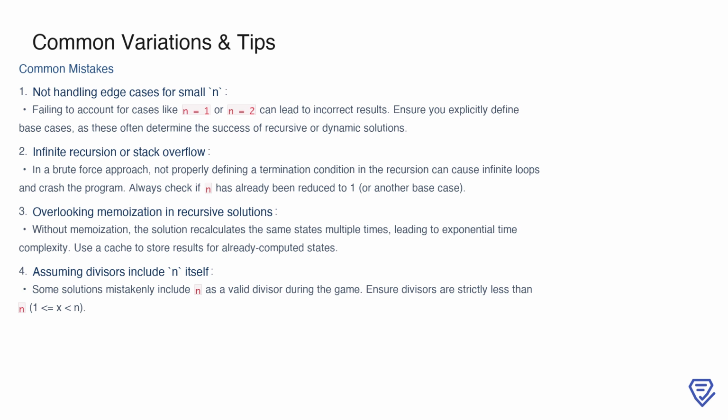Additionally, overlooking memoization in recursive solutions can be problematic. Without it, you may repeatedly calculate the same states, causing exponential time complexity. Using a cache to store already computed results can significantly optimize your solution. Finally, there's a common misconception where divisors are assumed to include n itself. Remember, valid divisors in this game are strictly less than n, so make sure your implementation respects this rule.